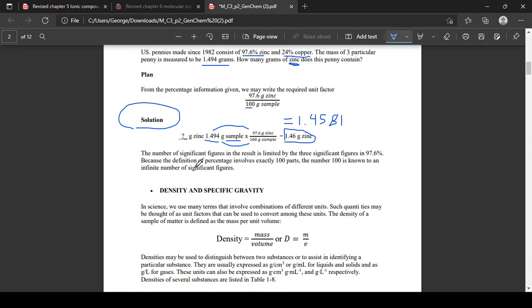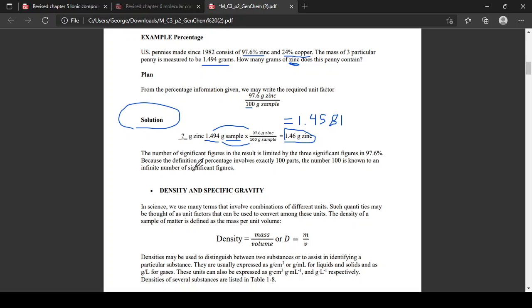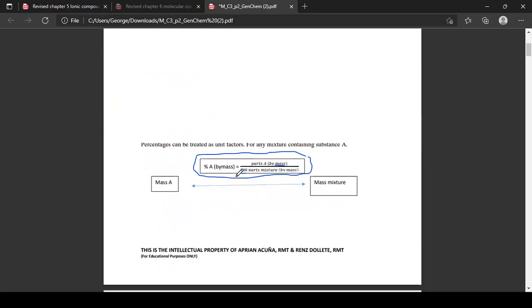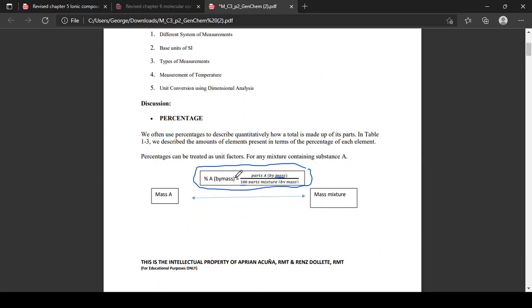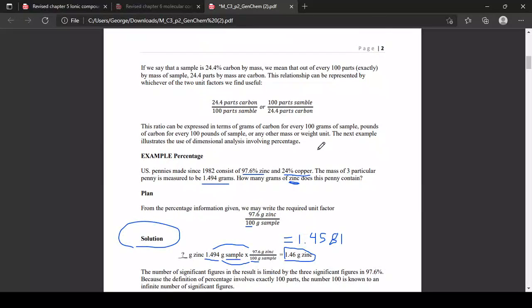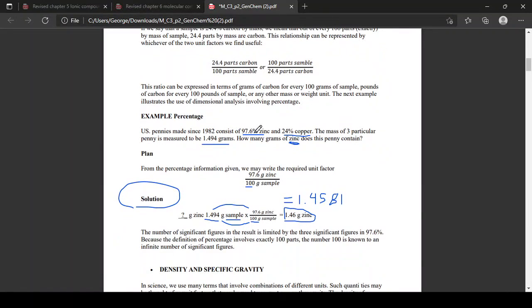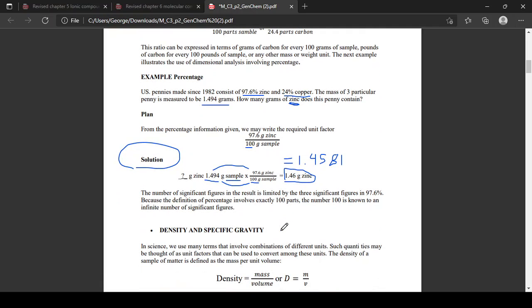The number of significant figures in the result is limited by 3 significant figures in 97.6% because the definition of percentage involves exactly 100 parts. Your 100 grams in your sample is always a given in your formula because it is 100 parts per mixture. So, since we were finding zinc, 97.6% of your zinc is equivalent to 1.46 grams of zinc. And the number 100 is known as an exact number in significant figures.